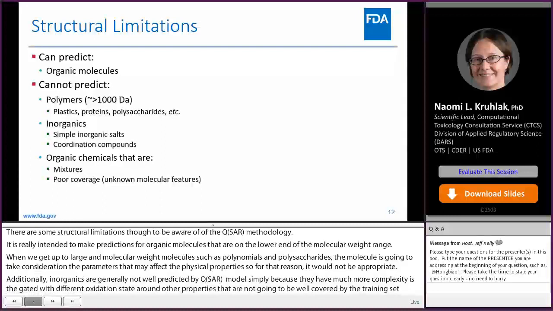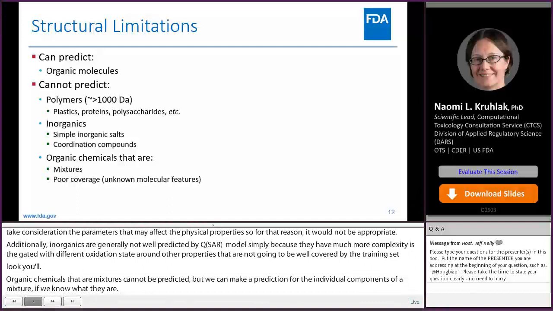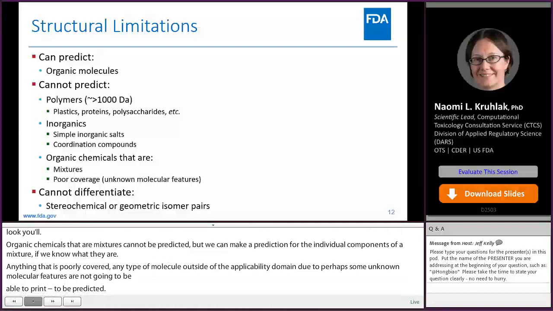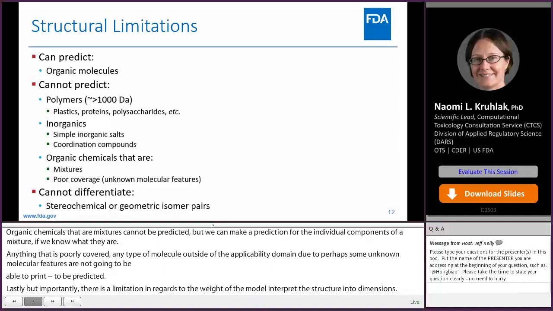And of course, any type of molecule that is outside of the applicability domain, due to perhaps some unknown molecular features, is not going to be able to be predicted. Lastly, but importantly, there is a limitation with regards to the way that the model interprets the structure in 2 dimensions. The model is looking at the connectivity around a certain atom rather than the actual configuration at a given atom. And so for that reason, it's not going to differentiate stereochemical pairs nor geometric isomeric pairs.